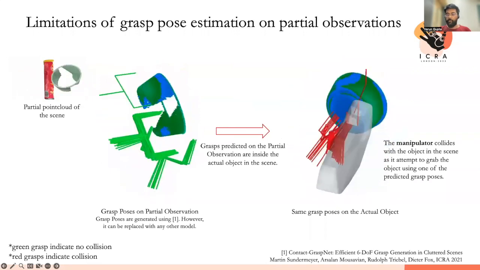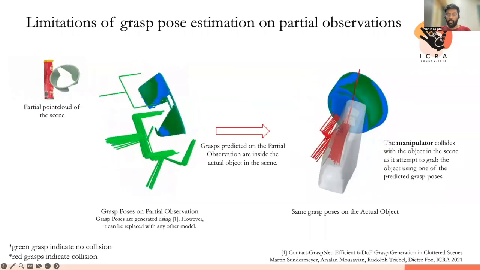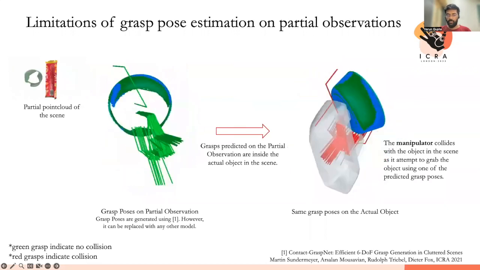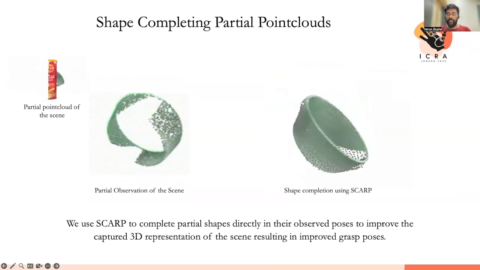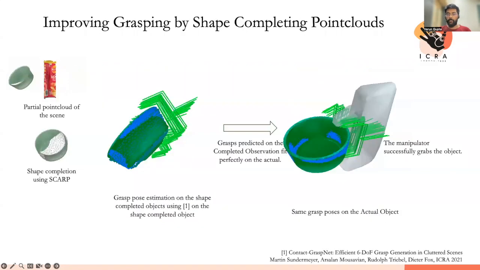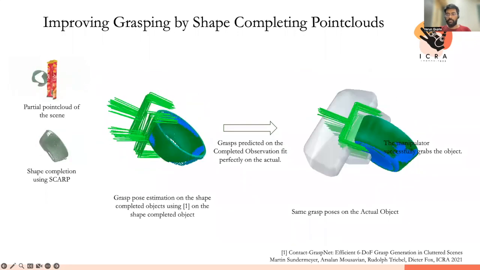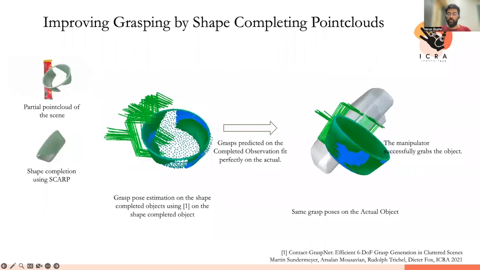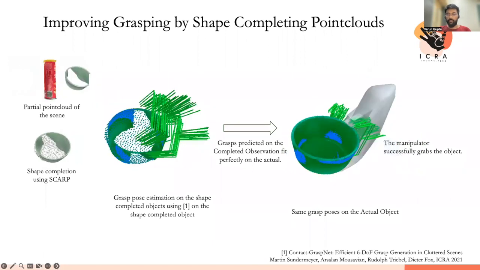As a result, the manipulator indicated by the gray fingers collides with the object as it tries to grab the object using one of these predicted grasp poses. We overcome this challenge using SCARP by completing the partial observations. As a consequence of the shape completed output, the grasps predicted on the observations do not collide with the actual object, thus improving the task of grasp pose estimation.